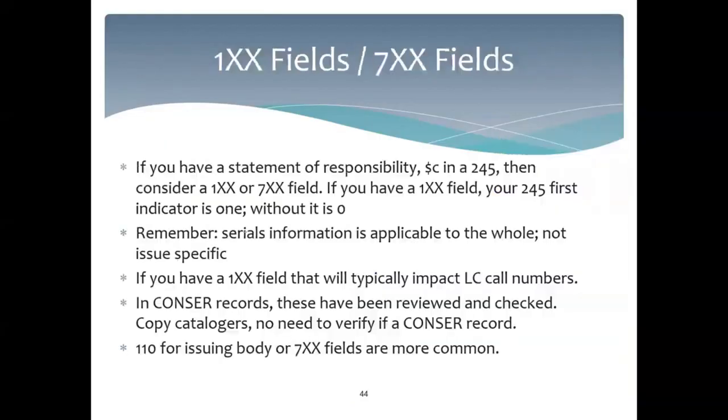1XX fields and 7XX fields. There's not a ton of these in serial records, but you will occasionally see a 110 field, which would be for an organization or a corporate body. You will sometimes see a 100 field, which would be a personal name. You're more likely to see a 110, like I said, an organization or corporate body. You don't see them very often though.